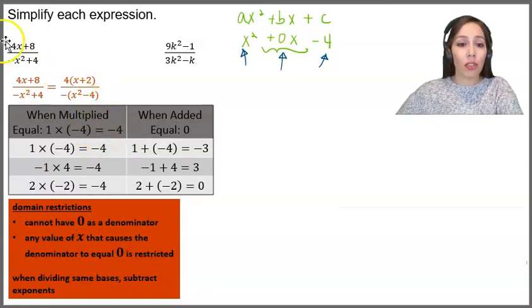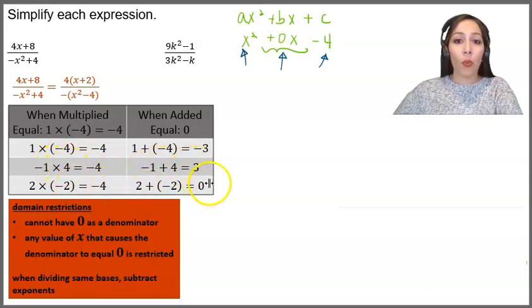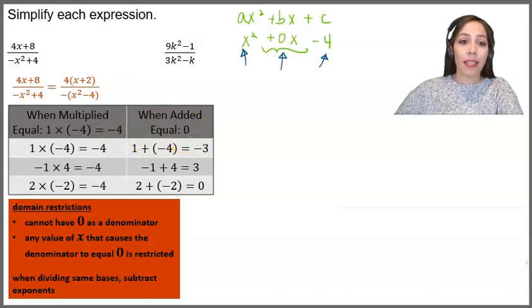So I like to use a little chart here. You can see that 1 times negative 4 gives me negative 4. All the factors that can give me negative 4 are 1 times negative 4, negative 1 times 4, and 2 times negative 2. Then I add those factors together and I want them to equal 0. So 1 plus negative 4 is negative 3, negative 1 plus 4 is 3, and 2 plus negative 2 is 0. Which one multiplies to negative 4 and adds to 0? That's the factors of 2 and negative 2.